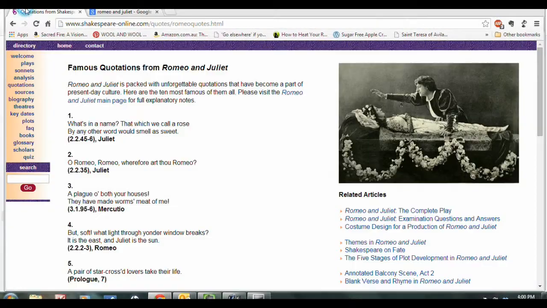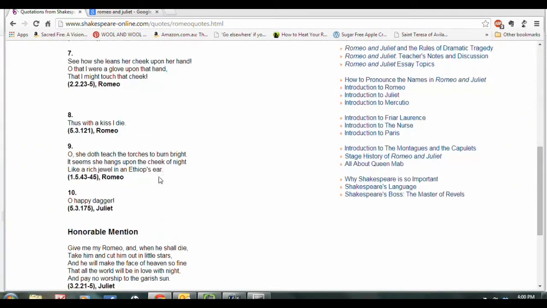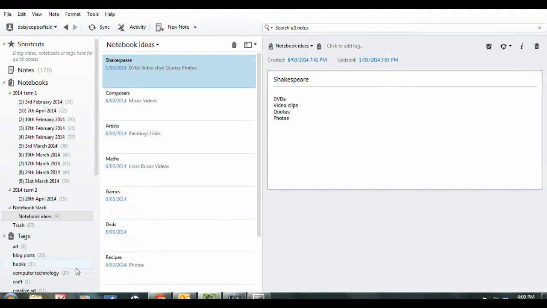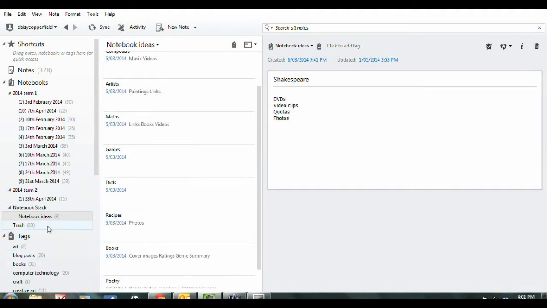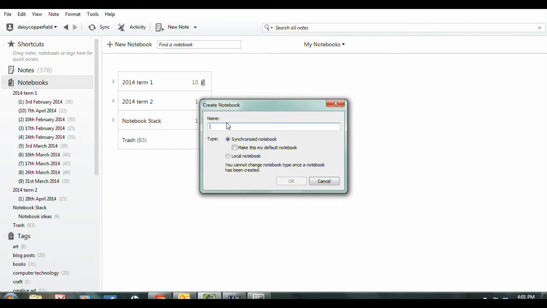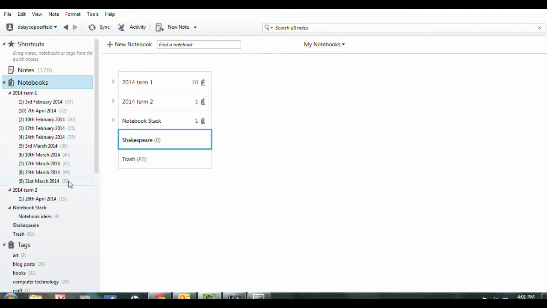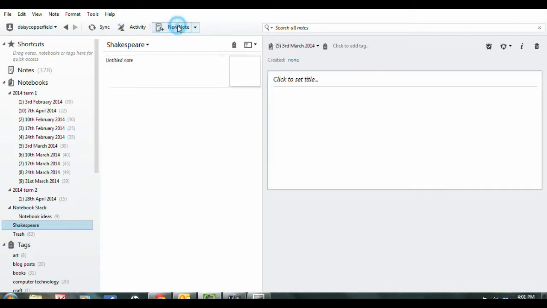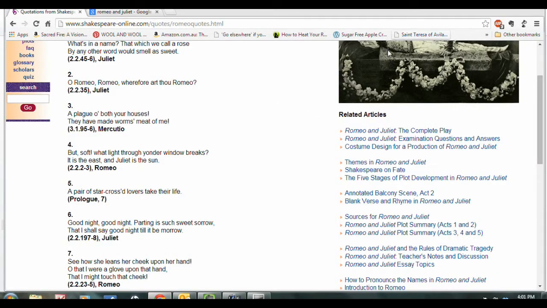What else did I find? Oh, quotations. I could clip quotations from Romeo and Juliet into the same notebook. I think I would actually have to set up a new notebook. These are just brainstormed ideas, but what I'd do, I think, is start up a new notebook, add a new notebook and call it Shakespeare. And down there, I could have a separate note for each of the things. So I could have a new note, and I could go back and clip those quotes.